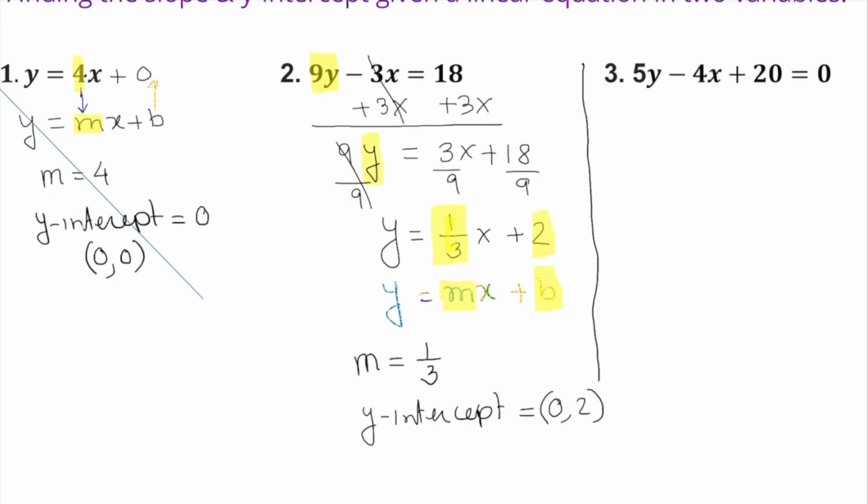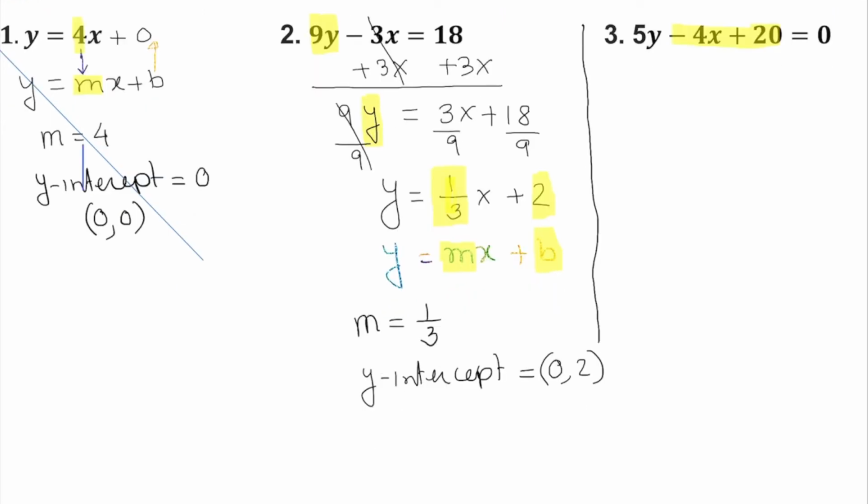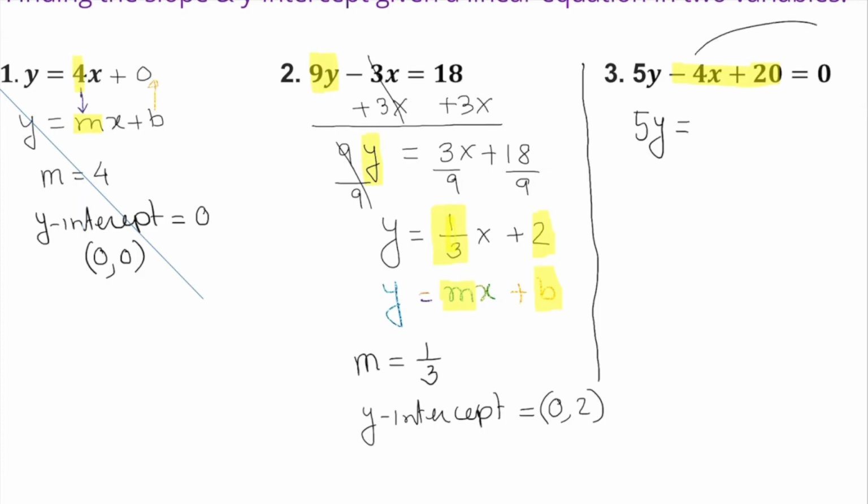So I have to solve for y here. I need to get rid of this x. This is the x. I have to isolate y, so take all of this to the other side. So 5y is equal to, as soon as you move to the other side, the sign is going to change. So it's going to be 4x minus 20. Add 4x to both sides, subtract 20 from both sides. That's how we isolate the variable.